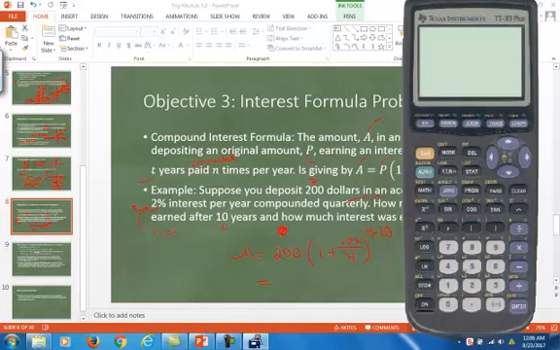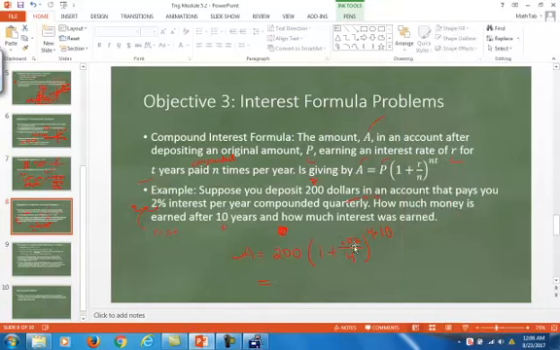Okay, so we have 200, we put parentheses, and always make sure to use extra parentheses just to be safe if you need them. Plus 1 plus, I'm going to put parentheses around this thing just to be safe, just to group it together. 0.02 over 4. Oops, let me go back. 0.02 over 4. Close that parentheses.